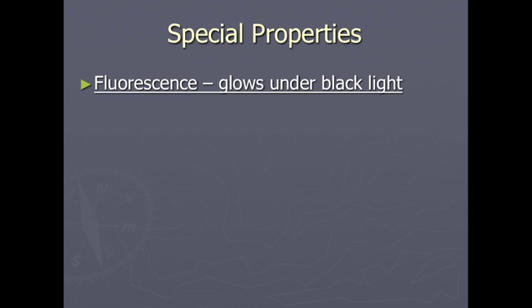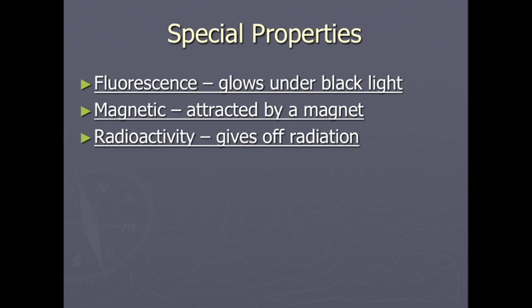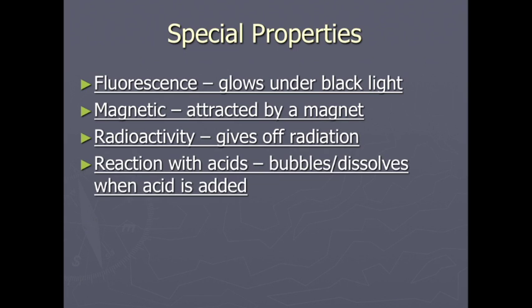There are some other properties that we can look at to identify the mineral, one of which is fluorescence. Does it glow under a black light? Some of them do, and I'll show you a couple of these examples as well. Is it magnetic? If you actually put a magnet to it, will it be attracted? Is it radioactive? Does it give off radiation? And then also, does it react with acids? We'll use hydrochloric acid in class and we'll drop it on some minerals and see, is it going to bubble or dissolve the mineral when we do so?